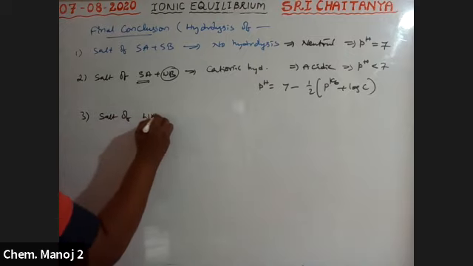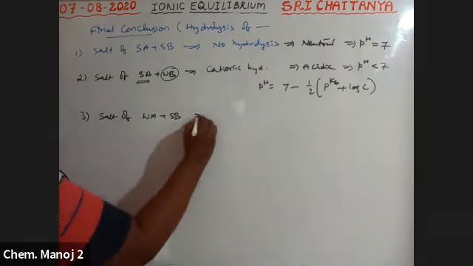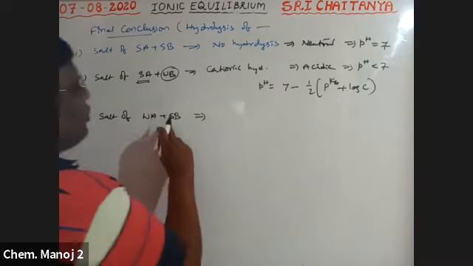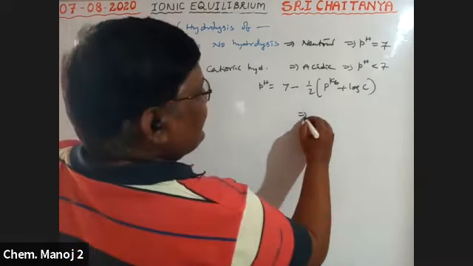Next, third one: salt of weak acid plus strong base. Okay, so strong base means basic in nature.